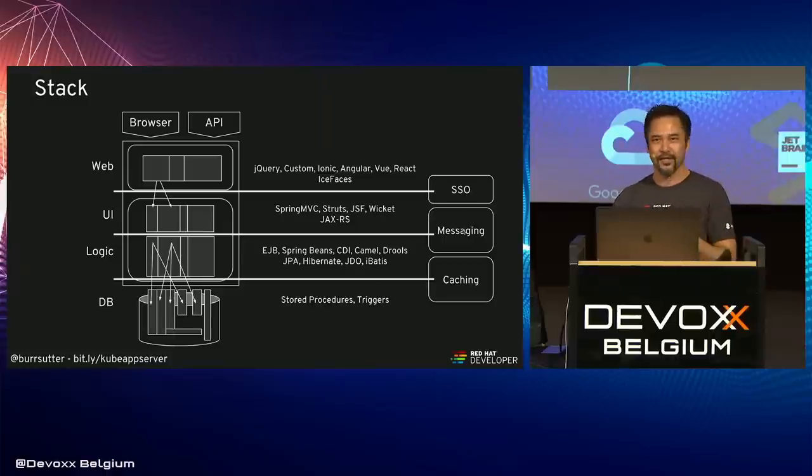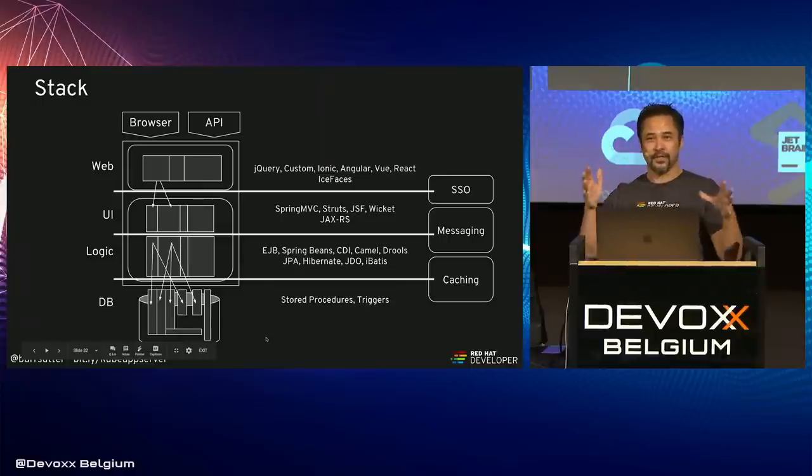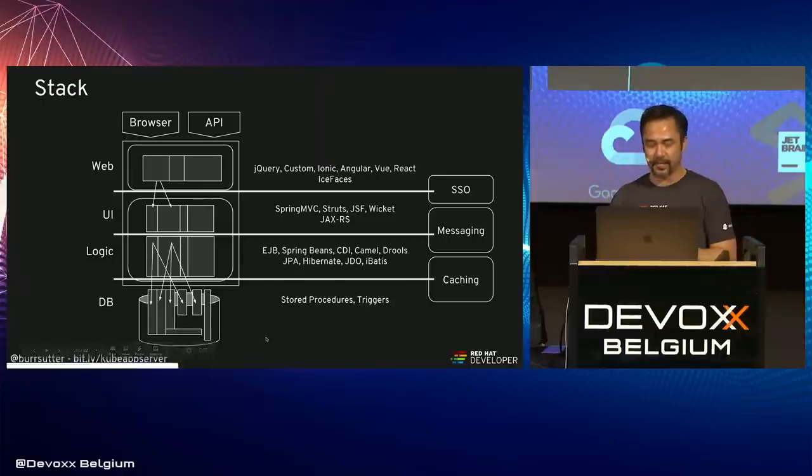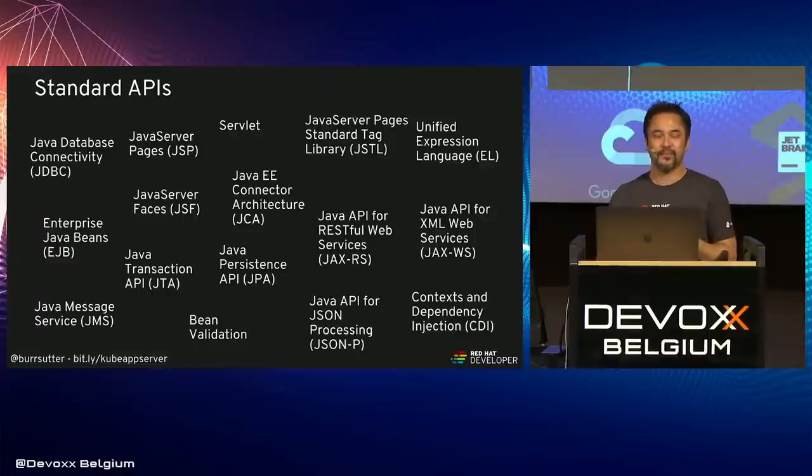We might have had messaging, message broker technology, caching technology, and even stored procedures in our database. But we had this sort of stack inside of our application, and we had these standardized APIs to work with: JDBC, JSTL, JAX-WS, and that was awesome. This gave us the framework to get started to build our applications. It gave us the recipes, if you will, so we knew how to build the application on top of that.